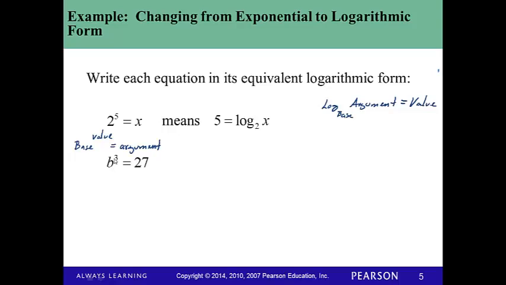Another one, so b to the third power equals 27. Well, b would be the base. 3 would be the value. And the 27, well, that's our argument. If you follow the same form, that's how they'll all be set up. So b is the base, 3 is the value, and 27 is the argument. So if you write it in log form, it's going to be log base b of 27 equals 3.